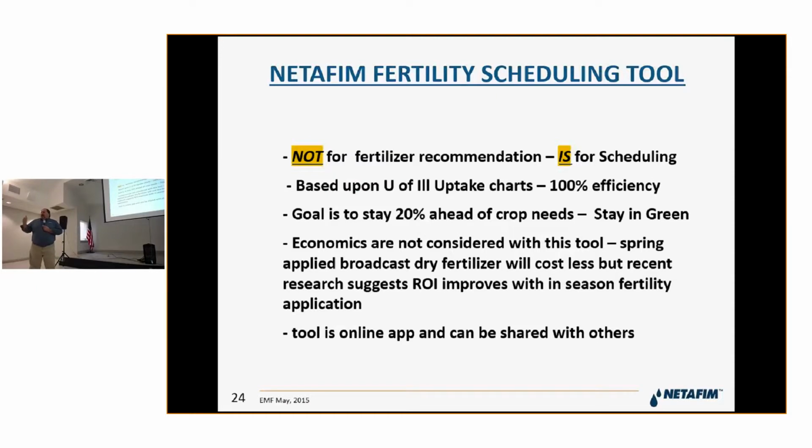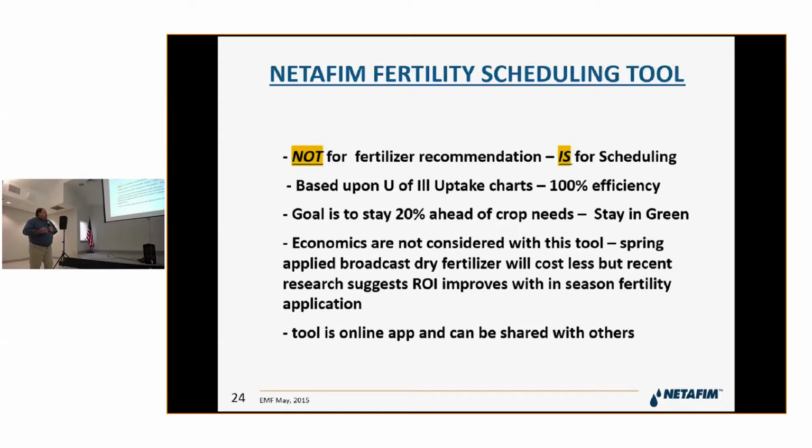What we're looking at is the agronomic best case. The economic best case is something that you'll have to work with your fertilizer guy to decide: how much do I put up front, how much do I put through my system. What the scheduling tool will help us to do is to not get behind. I never want to get behind. That's the tool's goal.